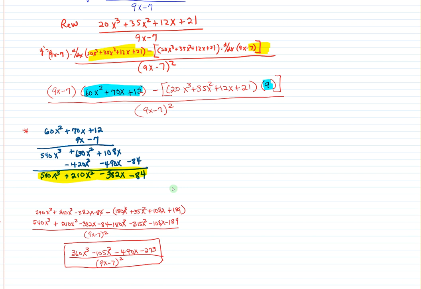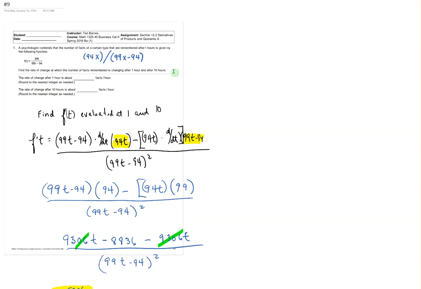All right, now number 9 and 10 also changed, and I've got them, let me get them separate. All right, here is the type question for number 9. That says number 1, don't worry about that. This is number 9 in your work. So it says a psychologist contends that the number of facts of a certain type that are remembered after T hours is given by the following function.